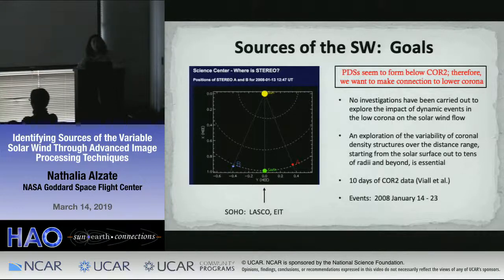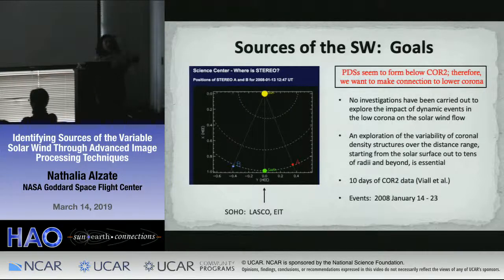What is feeding into the slow solar wind and causing these density enhancements that we're seeing? So that's where I come in. The events that she looked at were in a 10-day period in 2008. 2008 was a quiet period for the sun, okay?